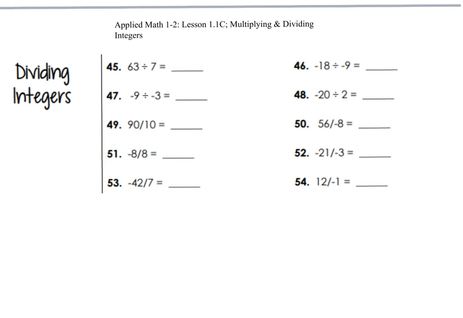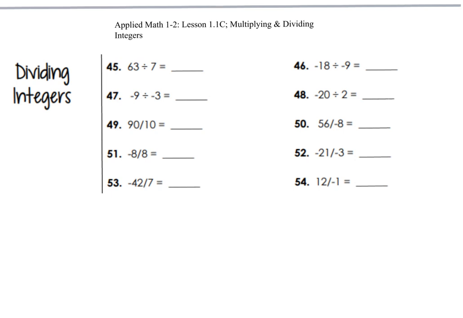Okay, for this next section, we are dividing integers. We are dividing positive and negative numbers. And the rule is the same. Two positives leaves us with a positive answer. Two negative numbers that are being divided become a positive, just like two negative numbers when multiplied become a positive. And then one positive and one negative, no matter the order, will result in a negative solution.